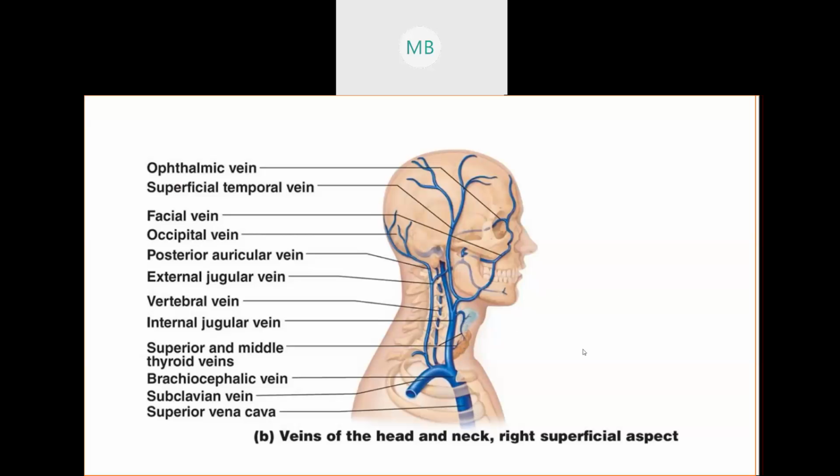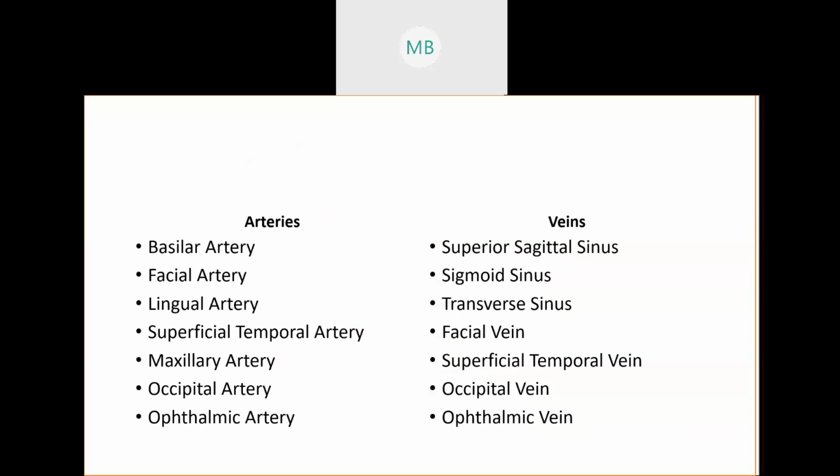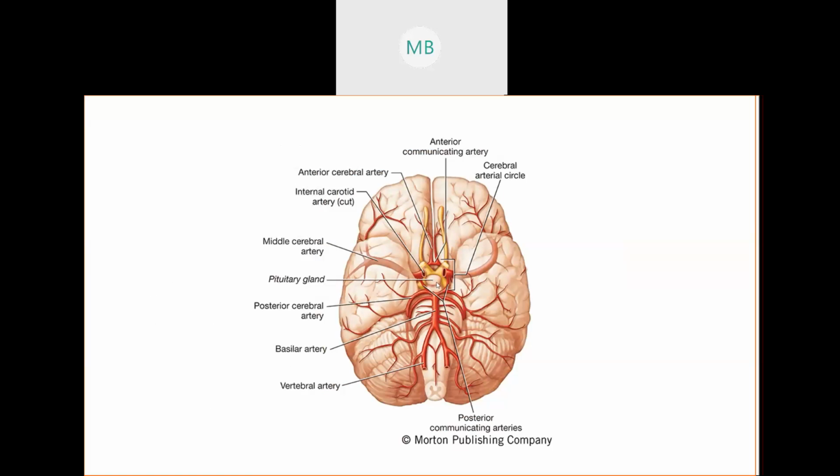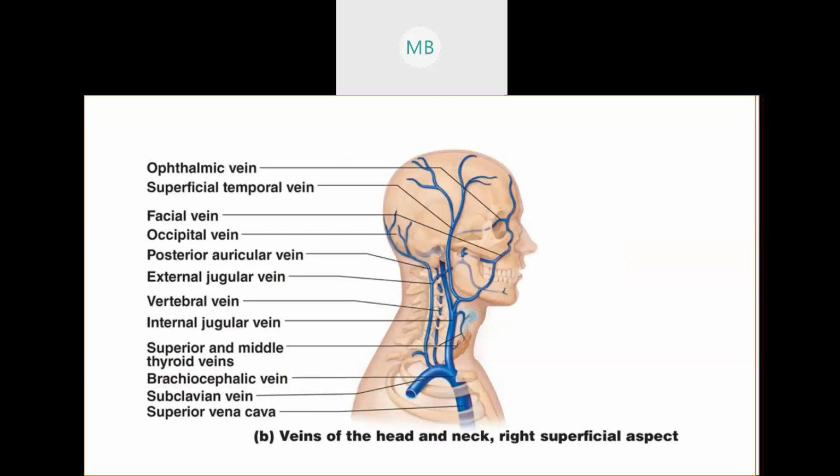So that should be all of your facial arteries and veins. We've been over the basilar artery, facial artery, lingual artery, superficial temporal artery, maxillary artery, occipital artery, ophthalmic artery. And now we've been over your superior sagittal sinus, sigmoid sinus, transverse sinus, facial vein, superficial temporal vein, occipital vein, and ophthalmic veins. If that's all you wanted to study from this video, you can go ahead and pause it and stop here.